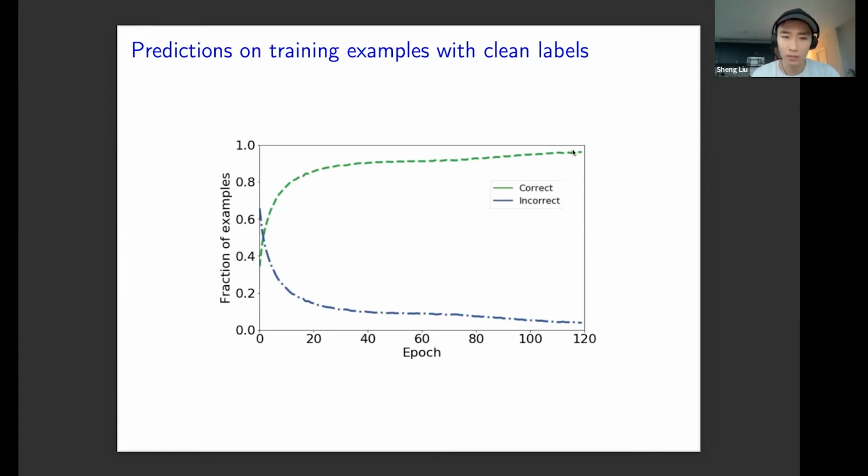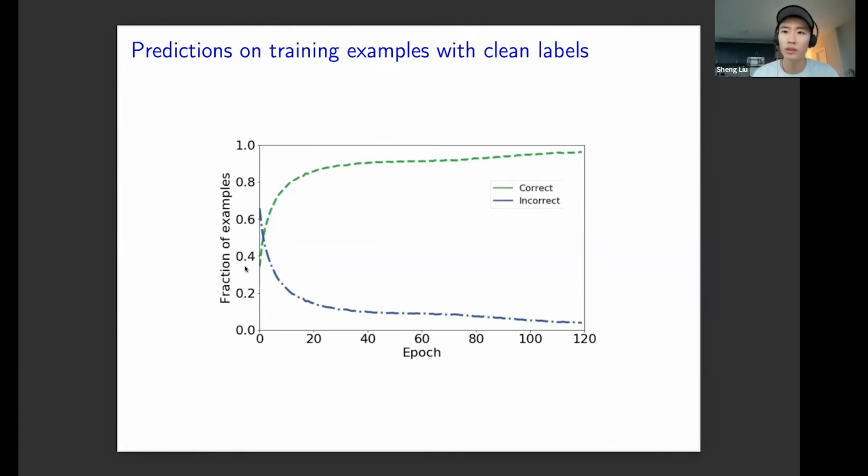So here the green line shows the fraction of examples that the model predicted correctly. It's not surprising that the model will keep predicting correctly when it's training on the clean labels, right? This is a graph on the training set, and because the model is training on the clean labels, it's not surprising that the model is going to fit the clean or correct labels. That's why you'll see the increase of the green line here, and the decrease of the blue line over here. This is not a surprise, and it should happen that way. Otherwise, we're not training the model correctly.